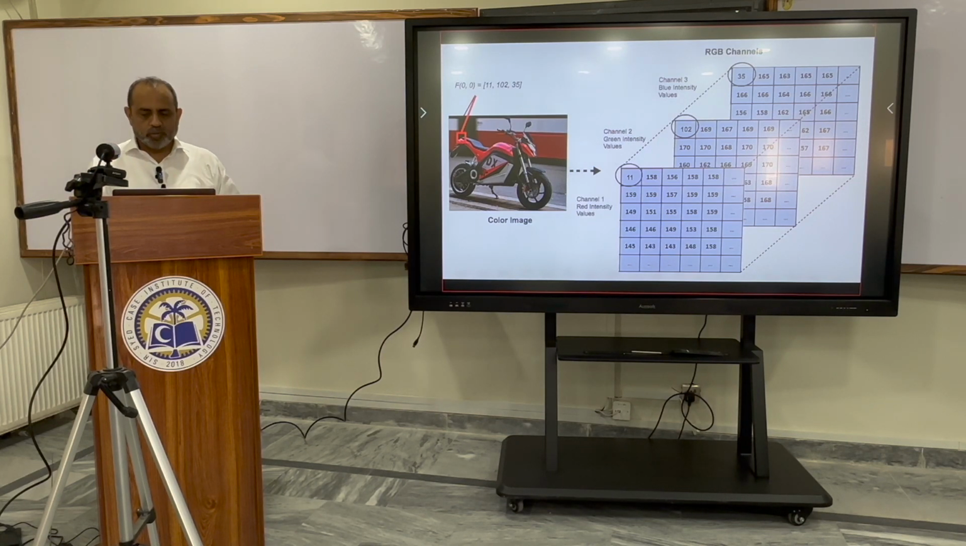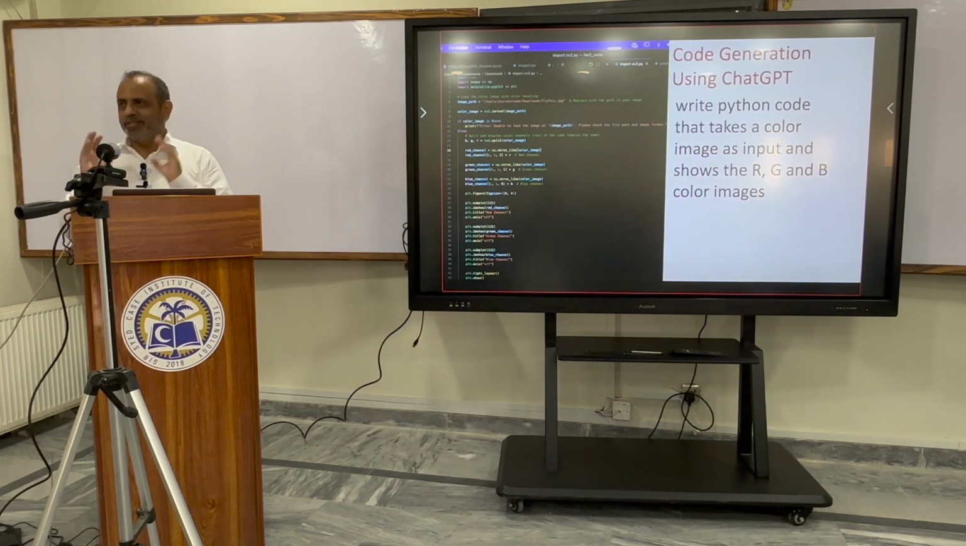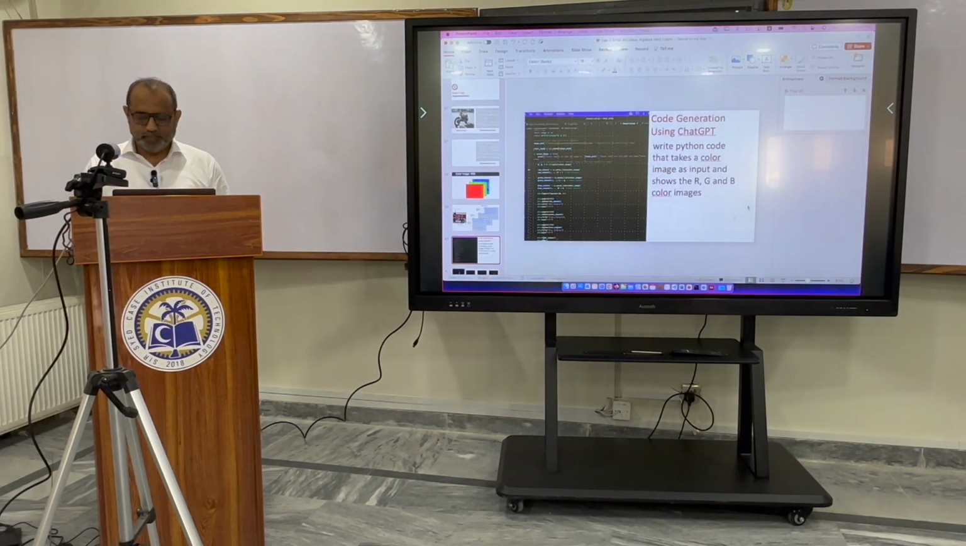So this is your first assignment. Assignment question number 1: generate, and I have generated this myself, so it is very simple. It's very simple to generate code in Python. Ask ChatGPT to write me Python code that takes a color image as input and shows the red, green, and blue color images. Give your own image, your own picture.